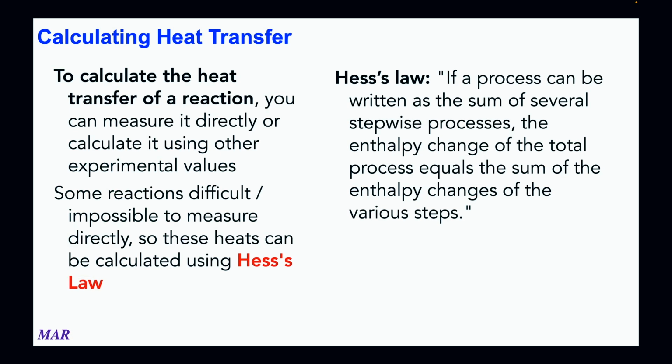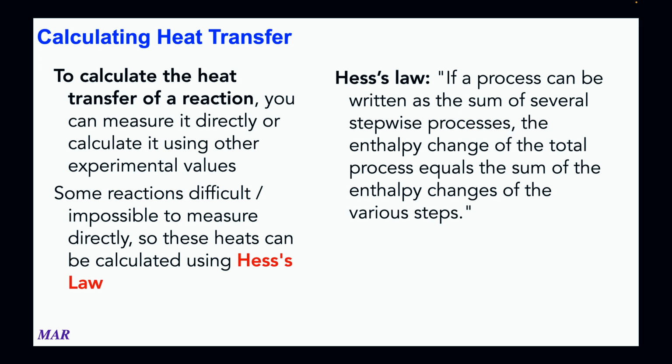Now, to calculate the heat transfer of a reaction, you can measure it directly. You can use experimental values. Some reactions, though, are pretty difficult to measure and arguably even impossible to measure directly. So if you can't measure them directly through, say, calorimetry or something like that, you might be able to get around it using something called Hess's law. And Hess's law is a fascinating application of manipulating equations to get the reaction that you're looking for.